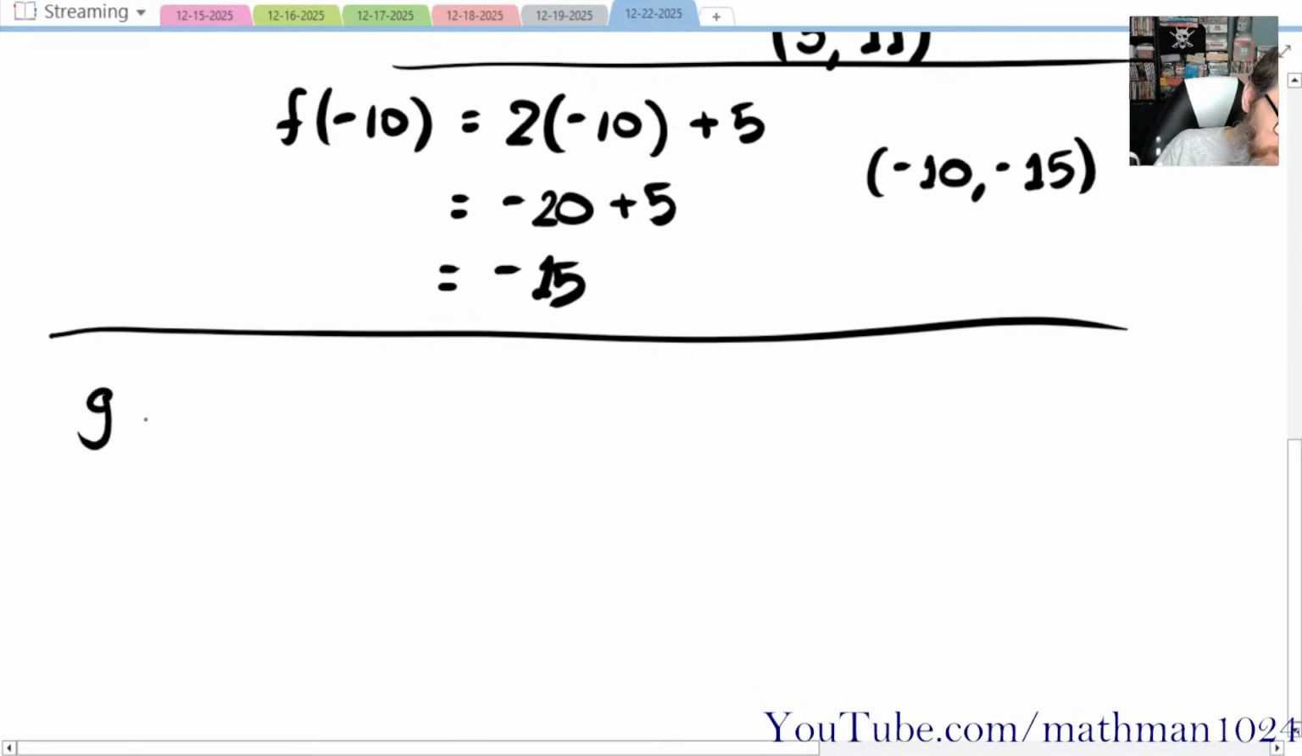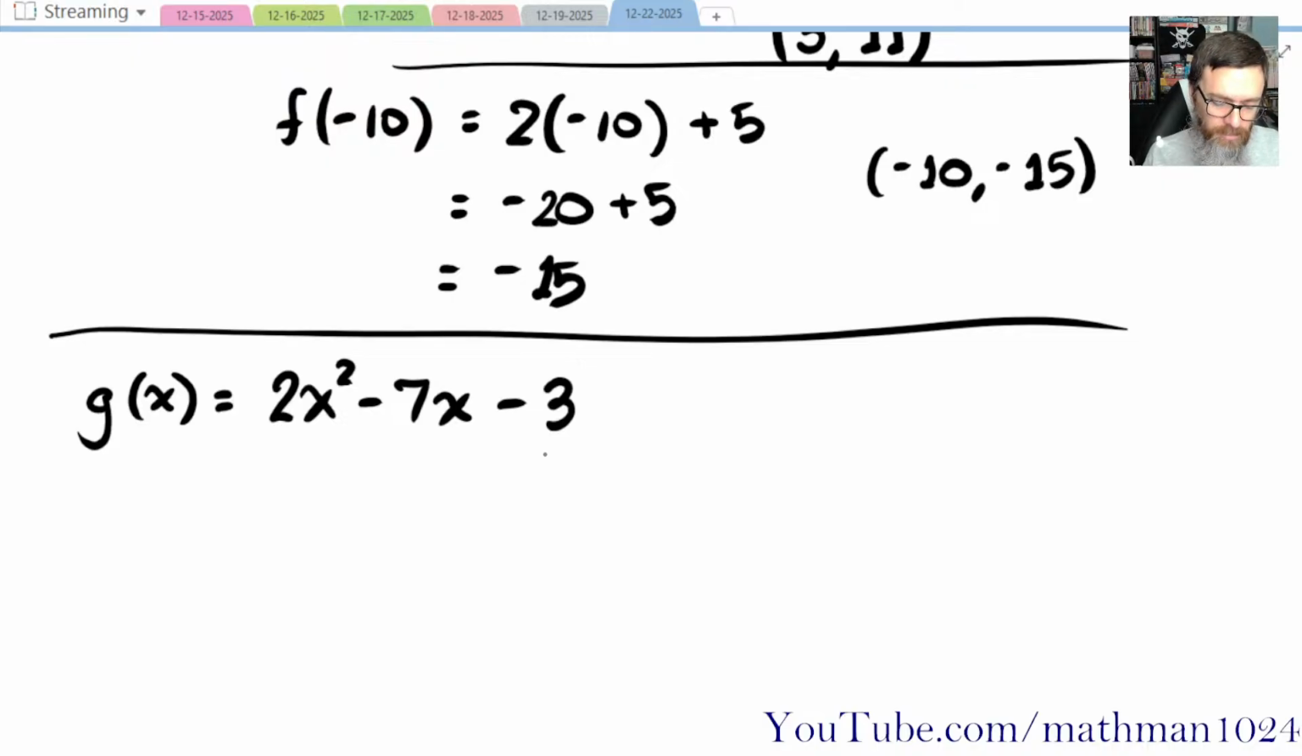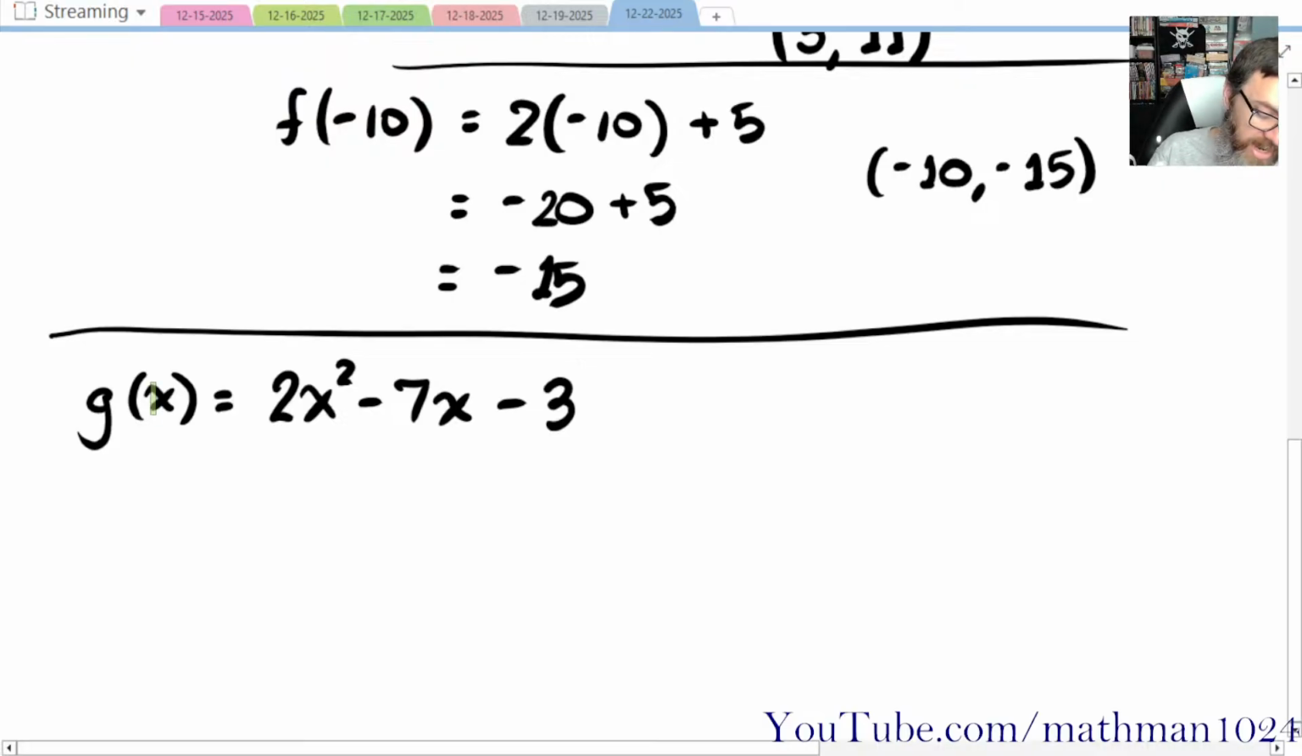So suppose I give you this new function. I say g of x is equal to 2x squared minus 7x minus 3. So new function, new name, we're going to use g. And we see here that, again, x is my input value, and so anything I plug into the function is going to get plugged into where I see my variable x.